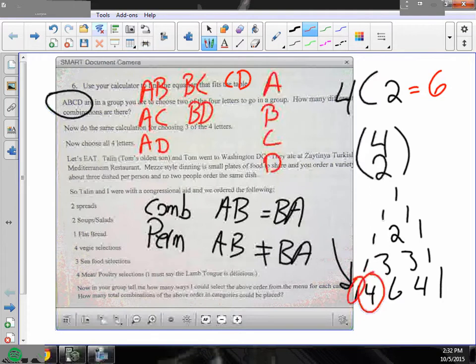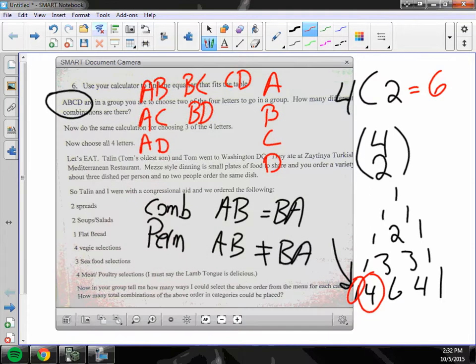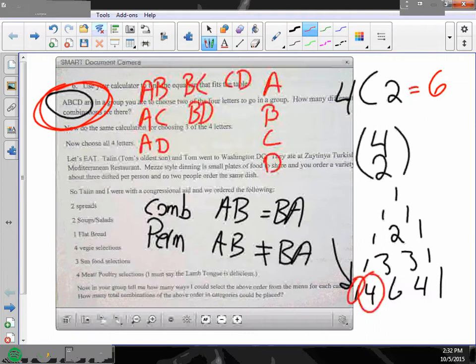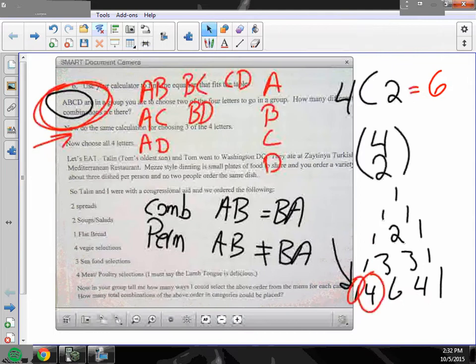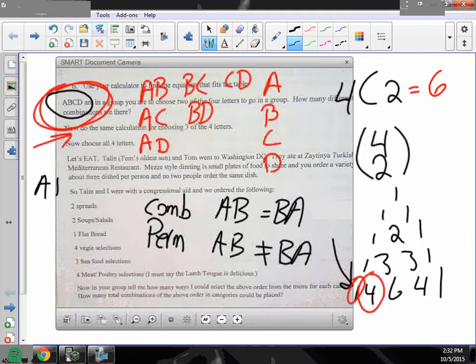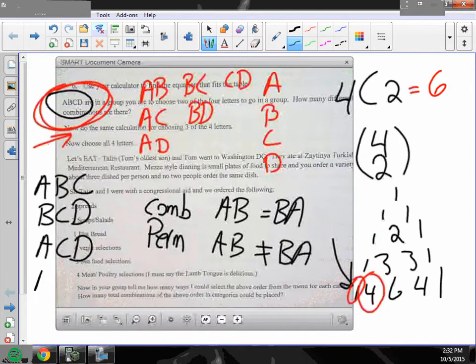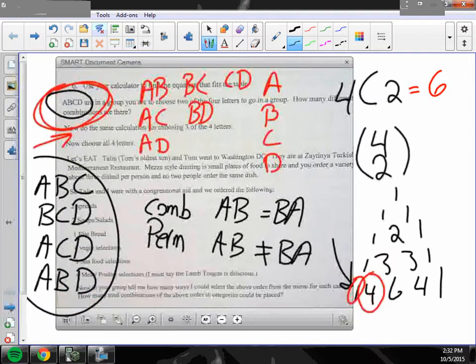What about 4 choose 3? So this answer here was 6. What about 4 choose 3? Why are there 4 ways? If I were to create those 4, it would be ABC, BCD, ACD, and ABD. What do you notice about this list and this list?